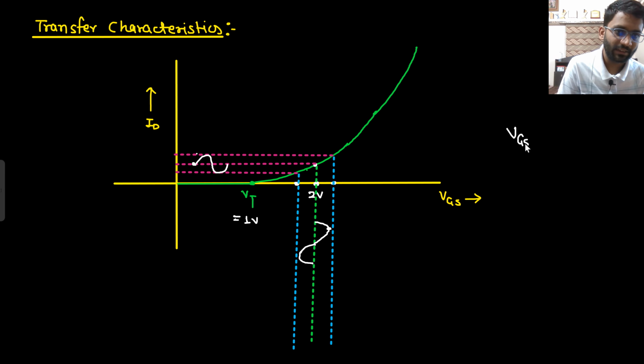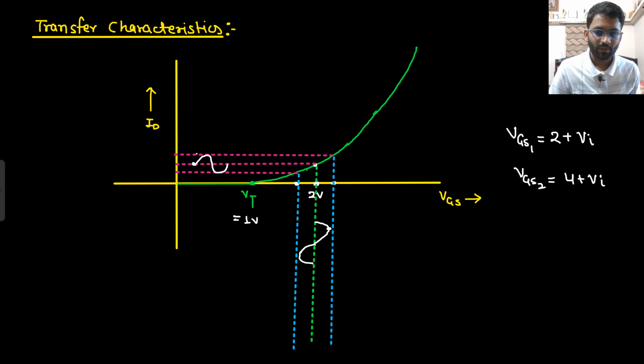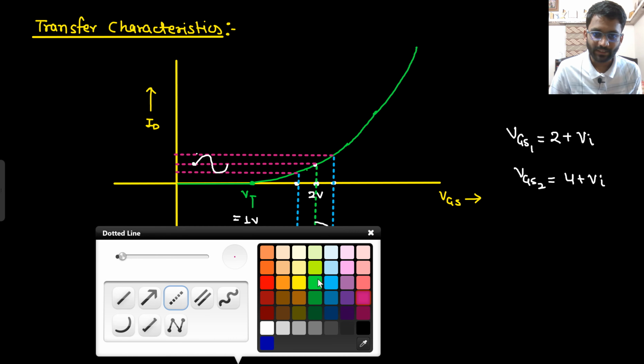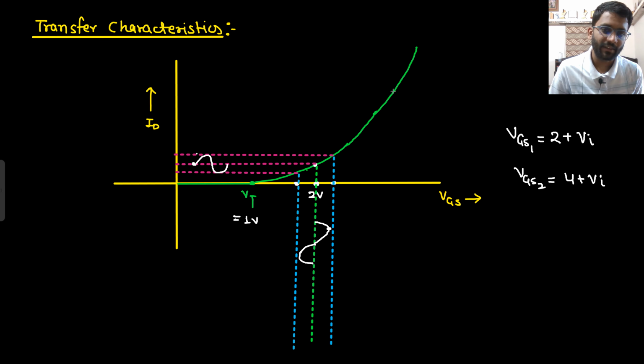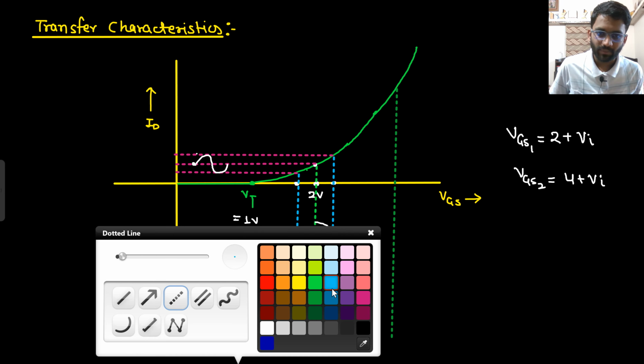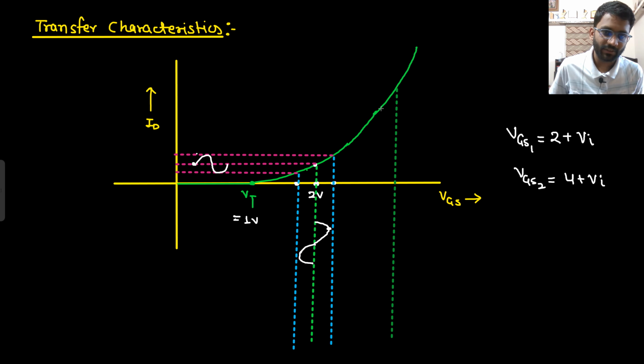I will apply two kinds of VGS. First one I am applying is 2 plus Vin, the small signal voltage. Now the second VGS I will apply is 4 plus Vin. Now I am taking the VGS value to be 4. So my DC bias is 4. So it could be somewhere here, and then plus 20 and minus 20.